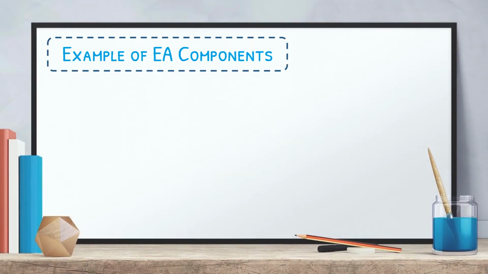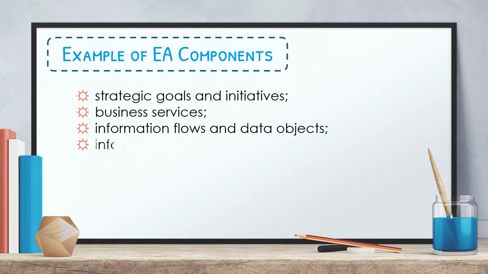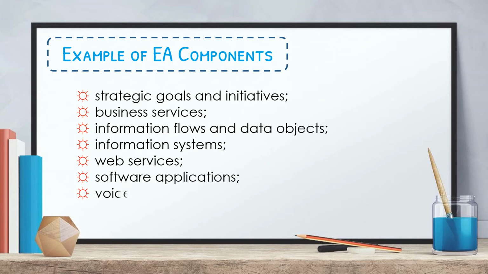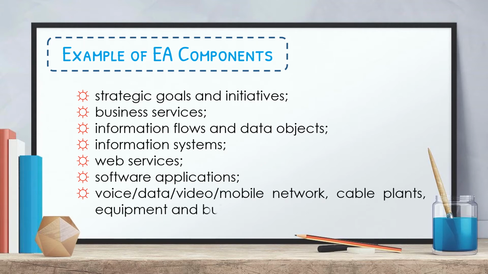EA components include strategic goals and initiatives, business services, information flows and data objects, information systems, web services, software applications, even voice, data, video, mobile network, cable plants, equipment, and also buildings are examples of EA components that are available.